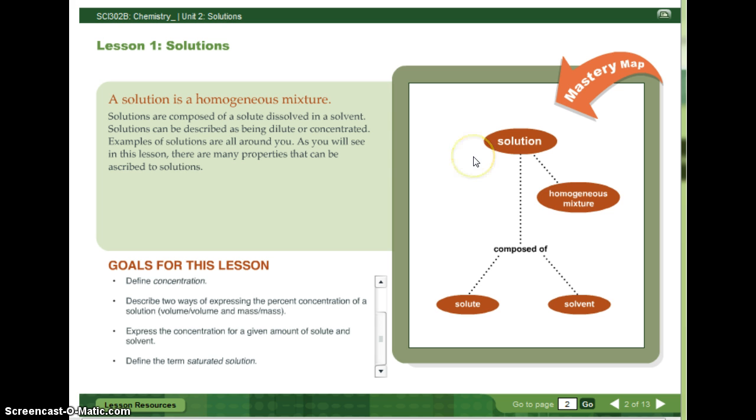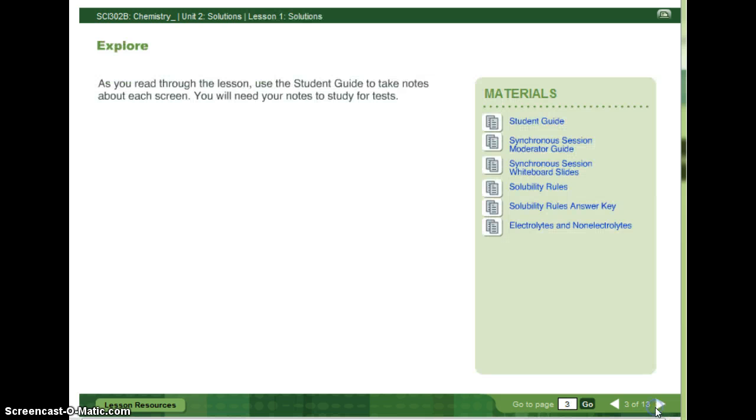All right, so we have a solution, which needs to be a homogeneous mixture. And what does homogeneous mean again? It means that it's the same throughout. So if you take a drink, the very first drink tastes exactly the same as the very last drink. There are no layers, there's no differentiation between different concentrations at the beginning or the end, it's all the same. And what is it composed of? A solute and a solvent.